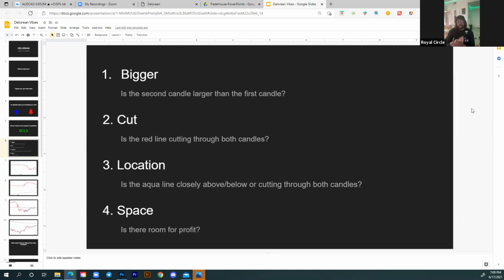And the last question, number 4, is space. Is there room for profit? Right? So when you get this 4-step process, this 4-question process, you need to have a yes to every question. If there is one question you answer no to, you are not taking the trade. Okay?